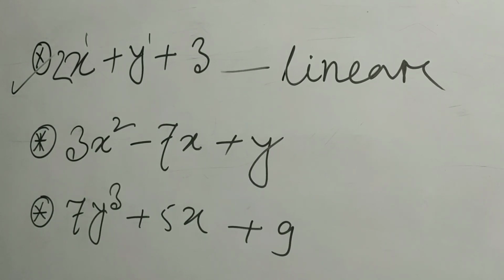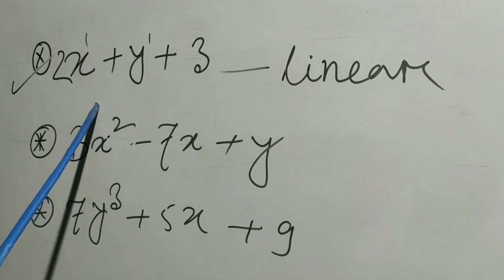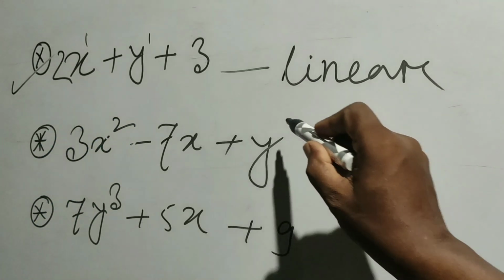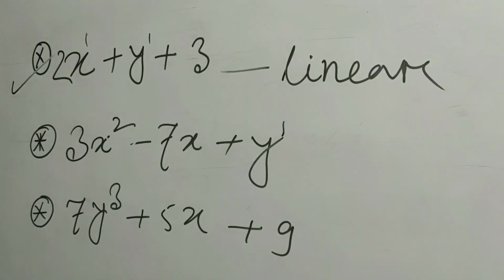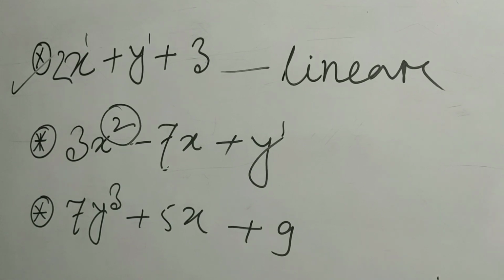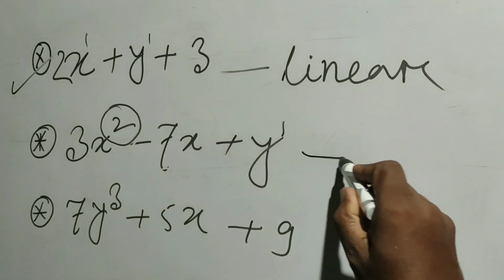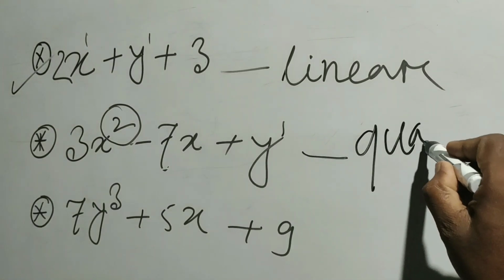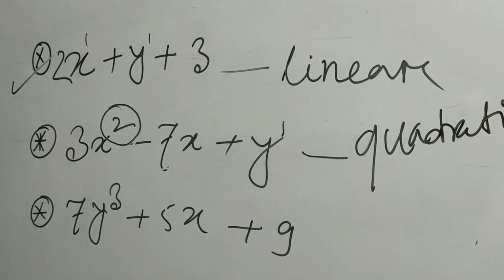In another example, what is the power of variable x? It is 2. Here 1. You remember, we shall take the highest power. In this polynomial, the power of y is 1 and the power of x is 2. That's why we shall take this 2. The power is 2, so it is called a quadratic polynomial.